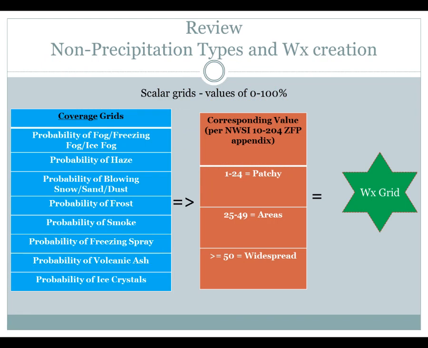On the left here is a listing of the various coverage grids, such as probability of fog, probability of frost, smoke, etc. The values in these grids are scalar 0 to 100%, just like the precipitating types. They correspond to a specific coverage verbiage. If you were to put in a 40% probability of blowing sand, you will get areas of blowing sand. Similarly, 20% probability of fog is patchy fog.